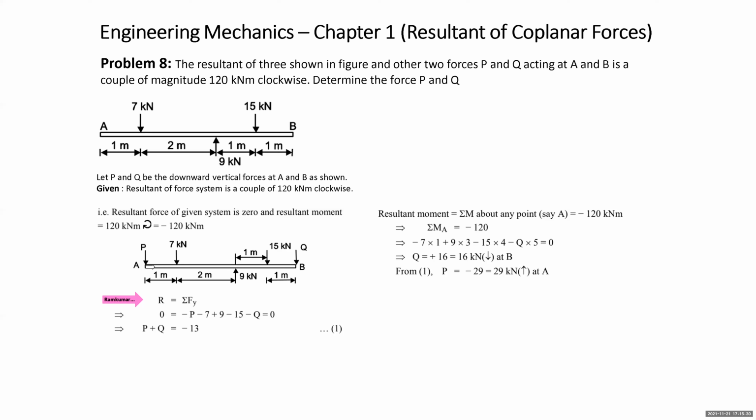अभी Sigma M, ये पॉइंट पे आपका मूवमेंट सेंटर है. You have taken an axis, you assume that the bar is free to rotate upon an axis through A. All right. Moment of P about A will be 0. 7 will try to rotate the bar in clockwise direction, 7 into 1 clockwise minus. 9 into 3 anti-clockwise plus. 15 will try to rotate the bar about an axis through A in clockwise direction, so 15 into 4 clockwise minus. Q will also give clockwise moment identically, Q into 5 clockwise minus, equal to 0.